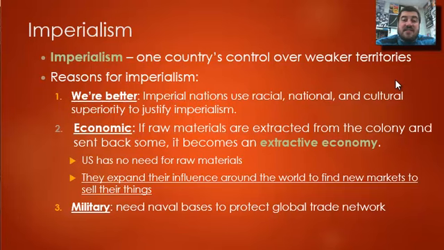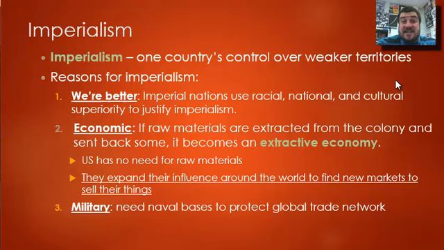Number two is economic. If raw materials are extracted from the colony and sent back home, it becomes what's called an extractive economy, because we're using them for their materials. The U.S. has plenty of raw materials. We don't really need any. Our economic influence outside of the United States is that we want more markets to sell our things. So we're trying to find overseas markets in Asia and Latin America.